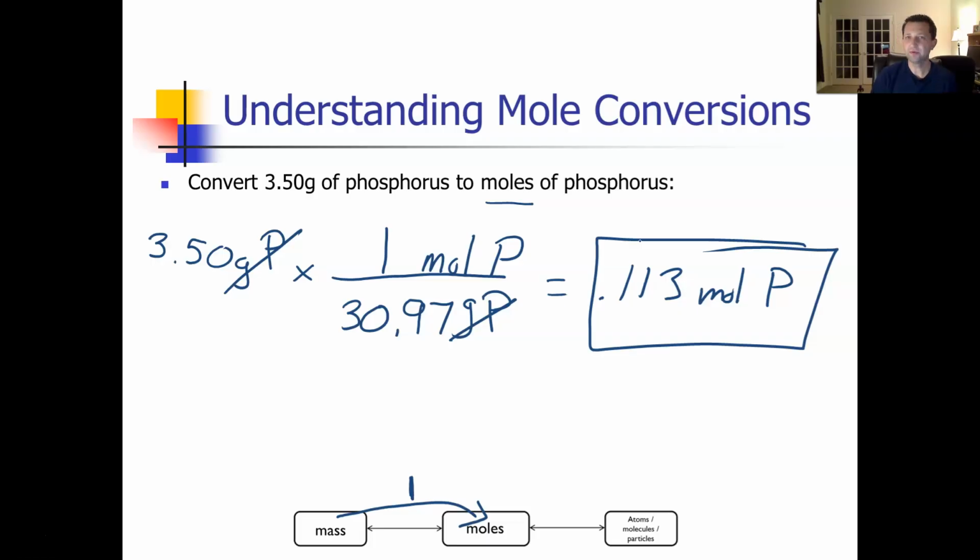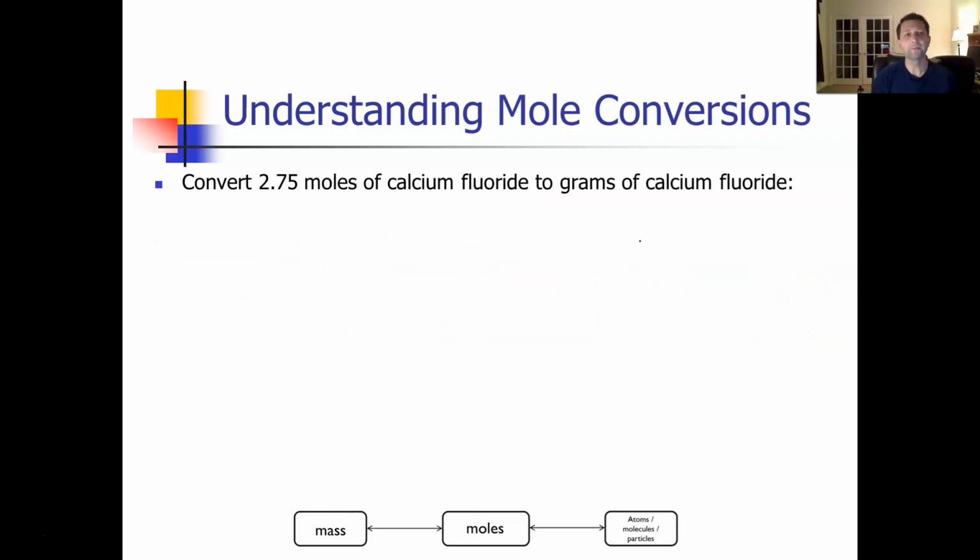Simple one-step mole conversion. 1 is always going to go next to moles for now, and then anytime you have a unit of mass, which is grams, you put your molar mass next to it. Let's do another one. Convert 2.75 moles of calcium fluoride to grams of calcium fluoride. So again, go down here. We're at moles. It's 2.75 moles of calcium fluoride into grams. So we're going backwards. Still going to be 1 step, right? 1 step right here that we have to do. A couple other things we need to worry about.